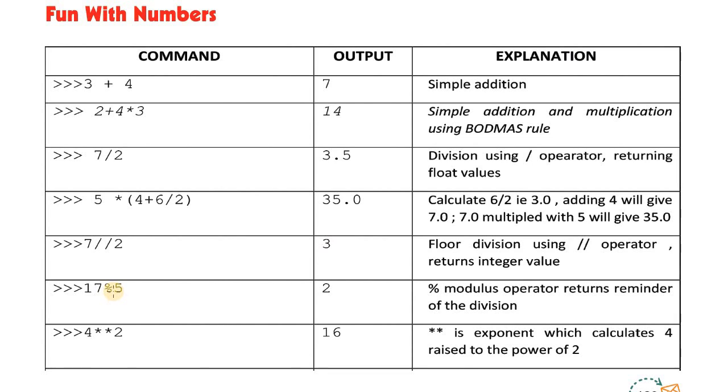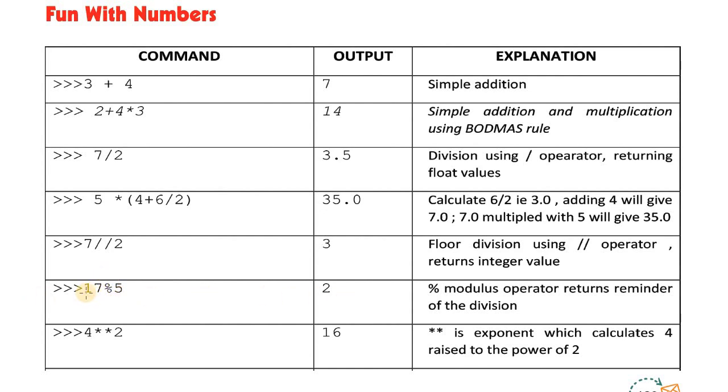Next, this percent sign over here basically means the modulus operator. When you divide 17 by 5, the result of this operation will be the remainder of this division, and 17 divided by 5 gives you the remainder 2.